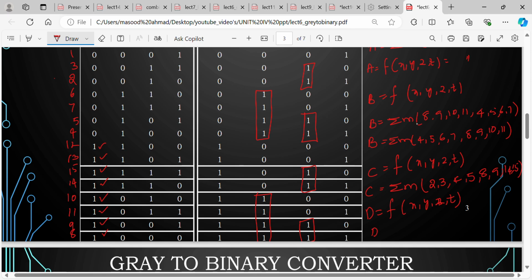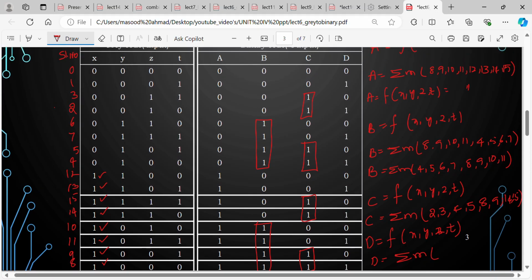So what is D? D is sigma m, for which values is it 1? It is 1 for 1, it is 1 for 2, then it is 1 for 7, it is 1 for 4. Okay, so you can write the numbering for which it is 1, then we try to do the process.